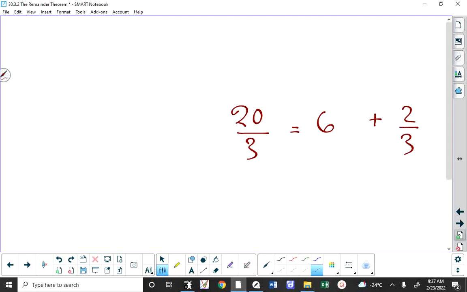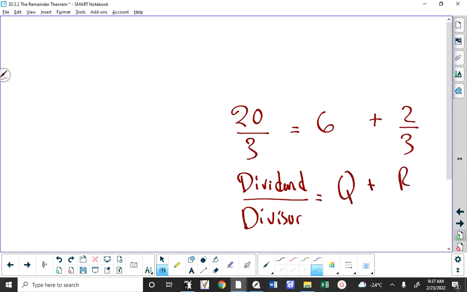You get 6 plus 2 over 3, plus 2/3. Because you're left with 2 and you were dividing by 3, so you're left with only 2 out of a group of 3. You're not left with a whole group of 3. So the rule is going to be that the dividend divided by the divisor is always going to give you the quotient plus the remainder divided by the divisor. And the only reason why I'm not abbreviating the words dividend and divisor is they both begin with D. Okay.